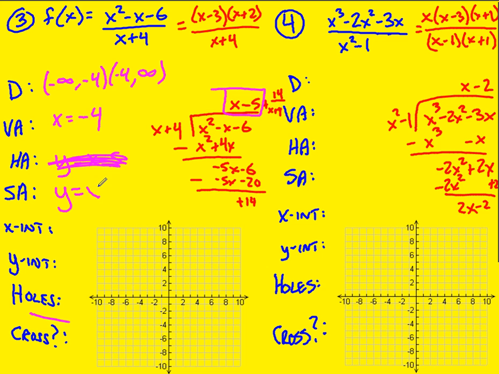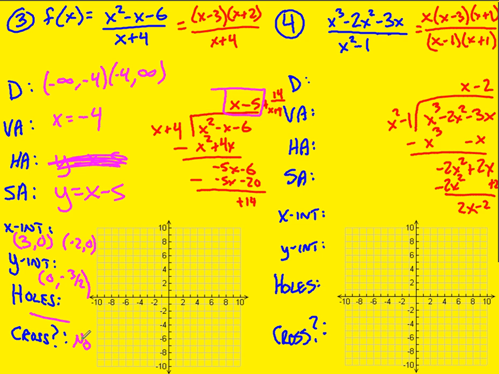That's called a slant asymptote, the line y equals x minus 5. X-intercepts, when I set the top equal to 0, so I should have two of them here. I should get (3, 0), and I will also get (-2, 0). Y-intercepts, when I plug in 0, I should get negative 6 over 4, or negative 3 halves. No holes. Does it ever cross? No, it does not, because 14 doesn't equal 0, so it should not cross the asymptote.